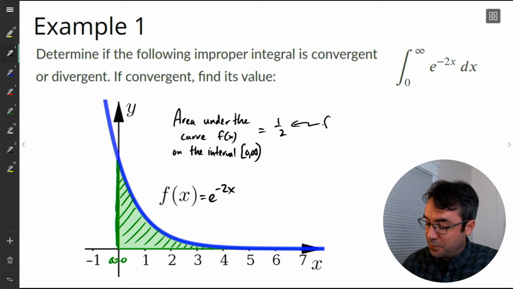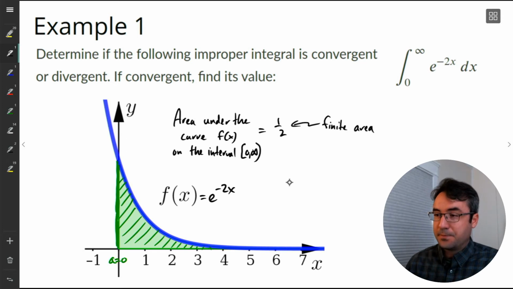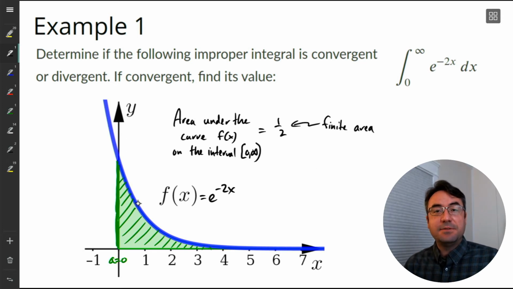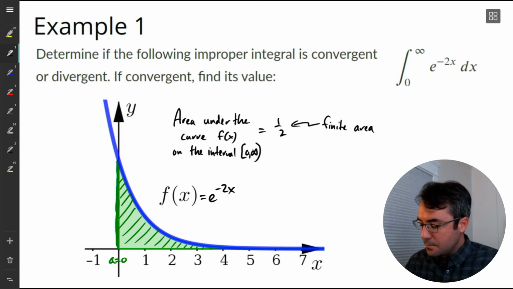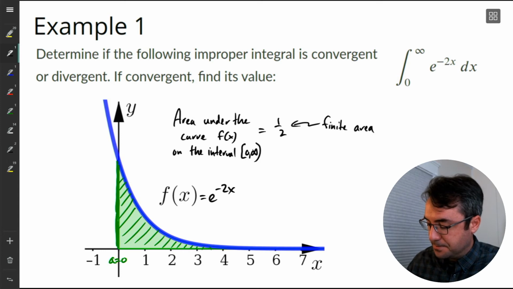So that's actually pretty surprising, that we're able to deal with these unbounded regions that extend infinitely far in one direction, but still get something that has a finite area. All right, let's try another example.